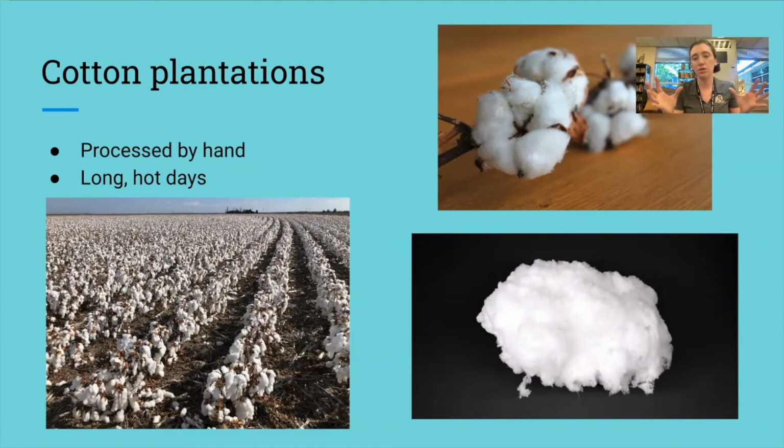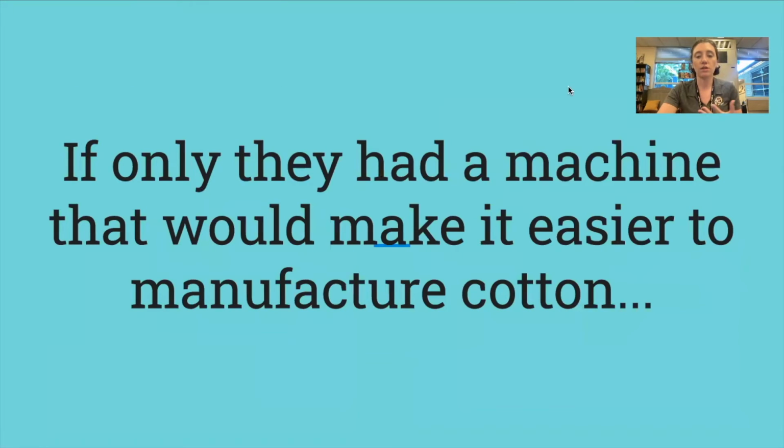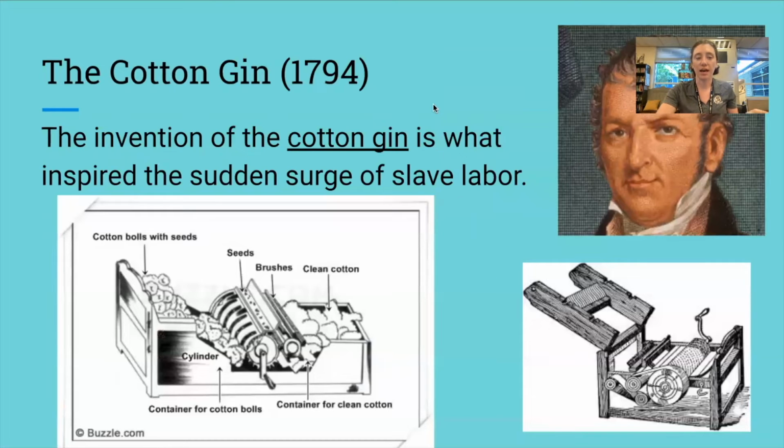We have overseers abusing their power again, right? They are taking advantage of these workers, right? Just beating them senseless for no reason. If they're collapsing from exhaustion, they'd be punished, things like that. So they were looking for some way to make this processing of cotton easier. And that's where we get the cotton gin.